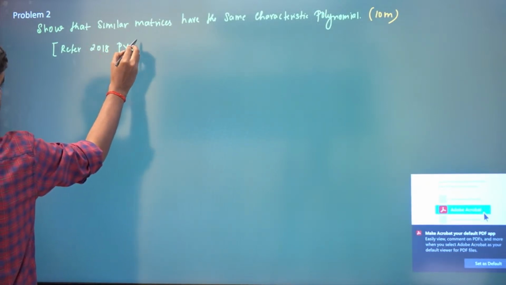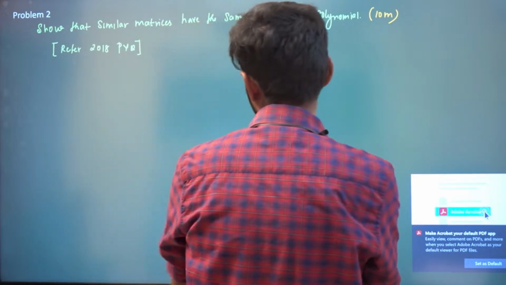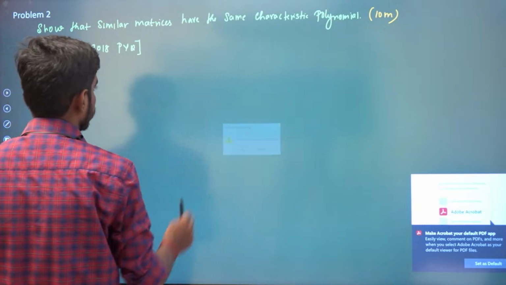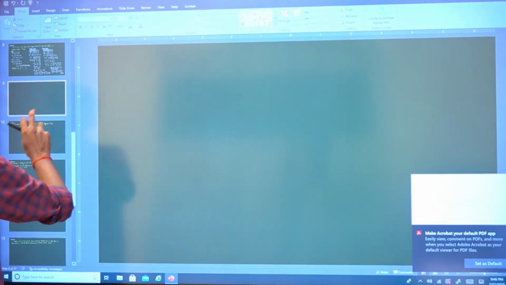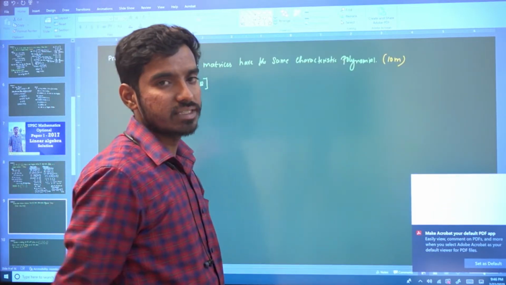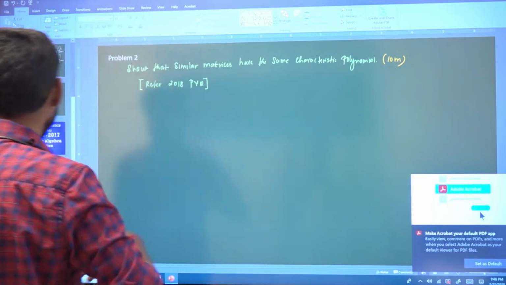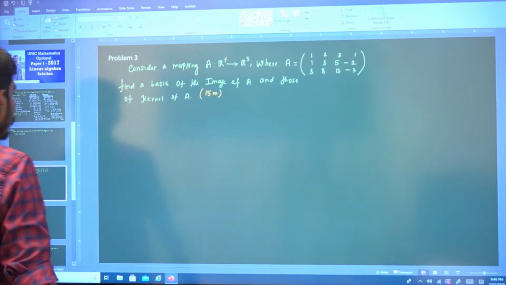You refer to the 2018 PYQ for the solution for this. We already solved this. We know that two matrices are similar: A is similar to B if there exists an invertible matrix P such that B is equal to P inverse AP. Just refer to that video, right? Okay, so we'll move on to the third problem.